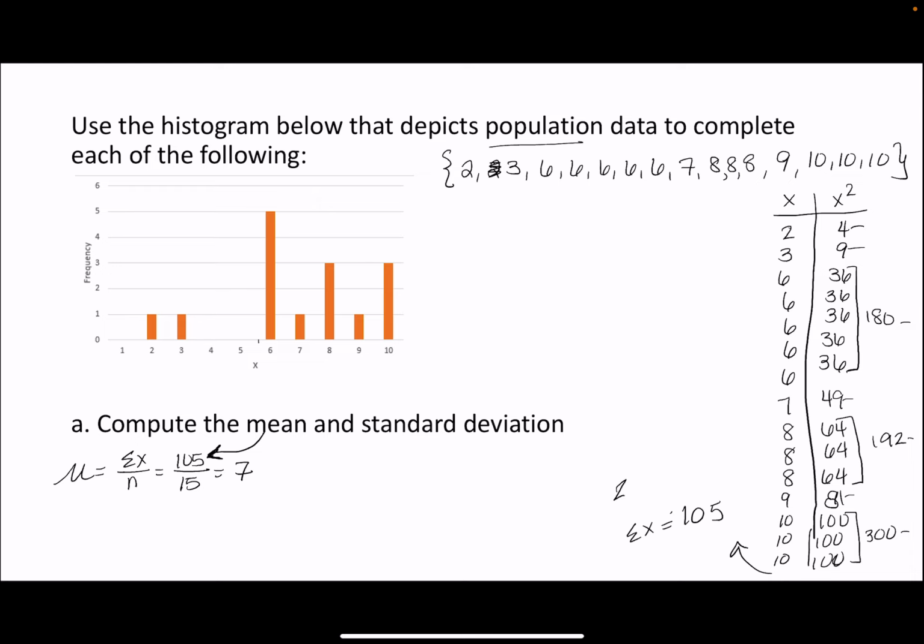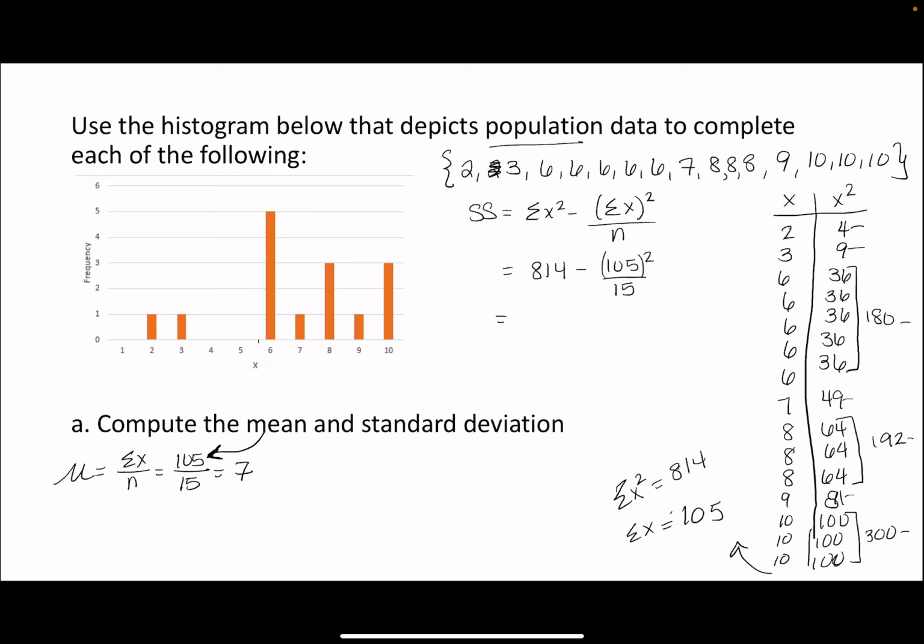okay, so the summation of our x's squared is equal to 814. So now again, remember our SS, that's going to be the summation of our x's squared minus the summation of our x's and then squared divided by n. So start off with that. So we're going to have 814 minus 105 squared divided by 15.